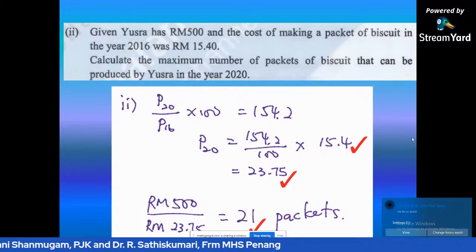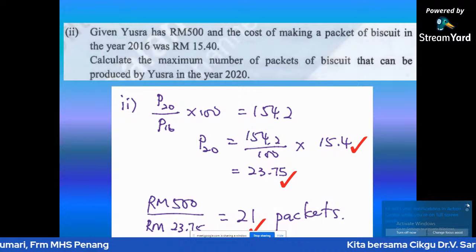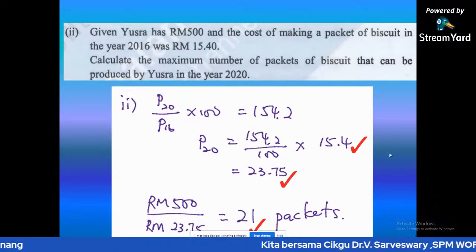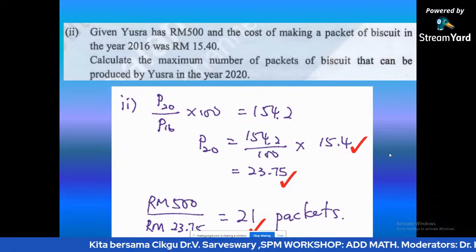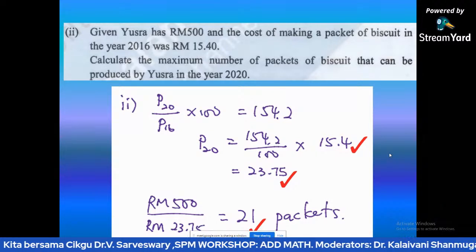Last part over here. This is a KBAT question. They have another one part. They're using the price index. So they want to ask you to calculate the maximum number of packets of biscuits that can be produced.